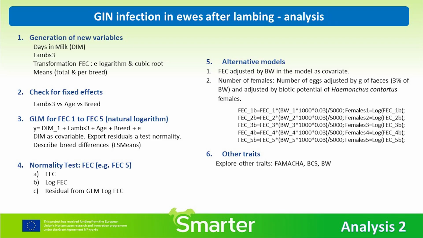And you can do it rather than in eggs, in terms of the number of females, that is the number of eggs adjusted by gram of feces and adjusted by the biotic potential of Haemonchus contortus, the species of parasite that is most common in Uruguay. And then you also have to check, based on this same model, how the evolution around lambing is for the 3 breeds, based on FAMACHA, body condition score, and body weight. And you will see that there are different patterns.